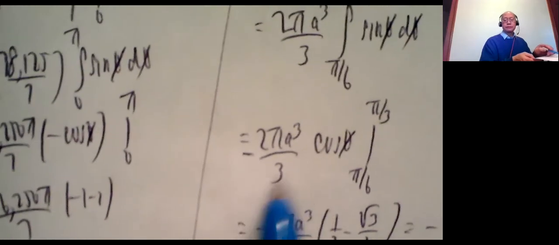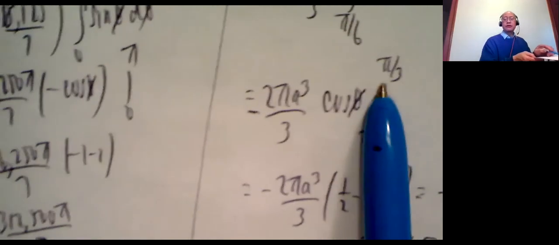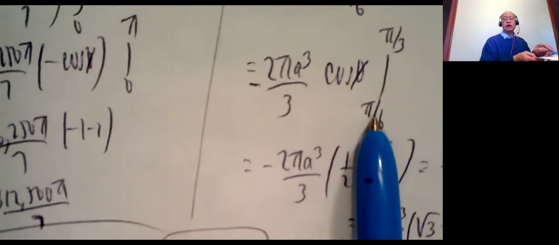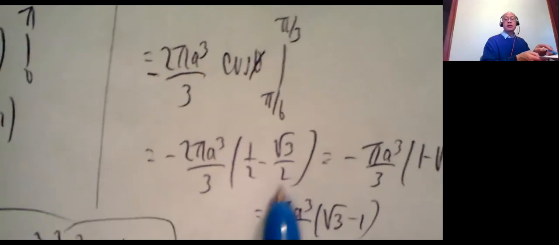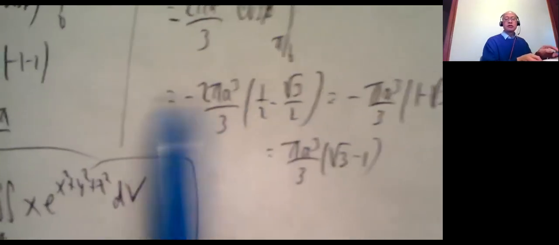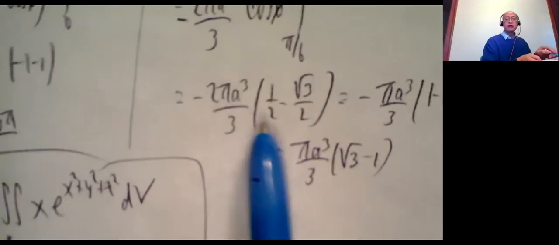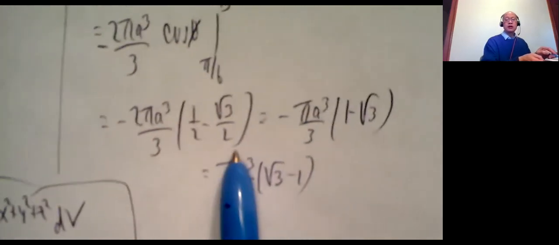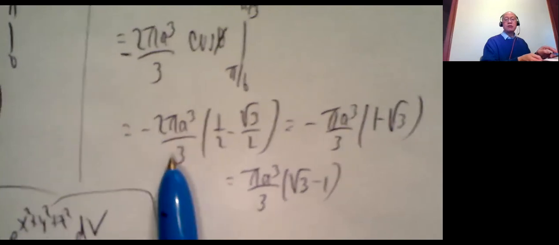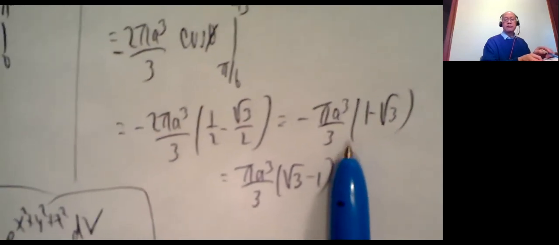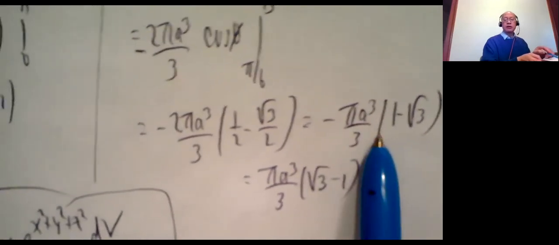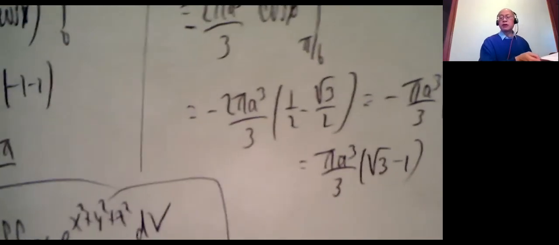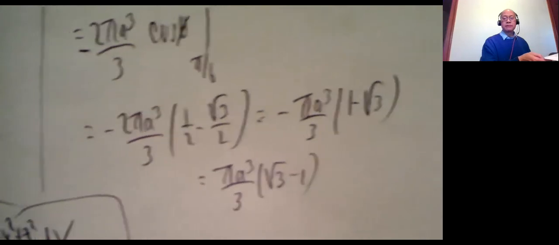Cosine of phi. Cosine pi over 3, cosine of 60 degrees, is a half. Cosine of 30 degrees, pi over 6, is radical 3 over 2. Okay. And again, that looks backwards, so I switch it around. And by the way, you can cancel that 2 with each of these 2's, right? That 2 cancels both of these. So I have just negative pi A cubed over 3 times 1 minus radical 3. Distribute the negative over here to make it look better. So the final answer is pi A cubed over 3 times radical 3 minus 1. And there we go.